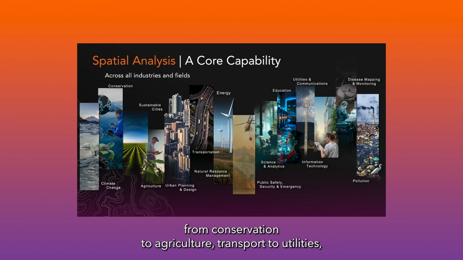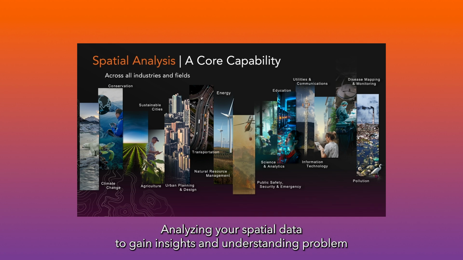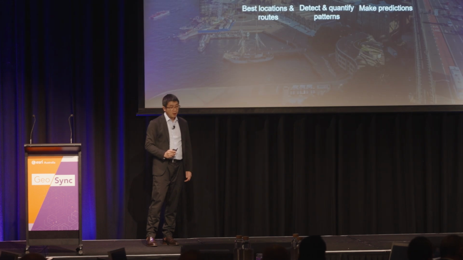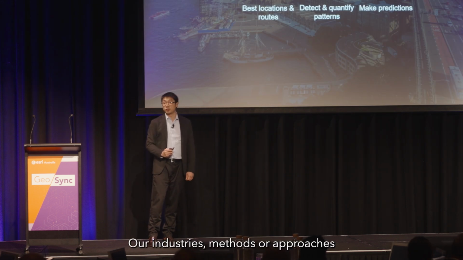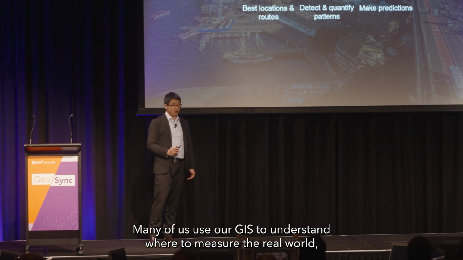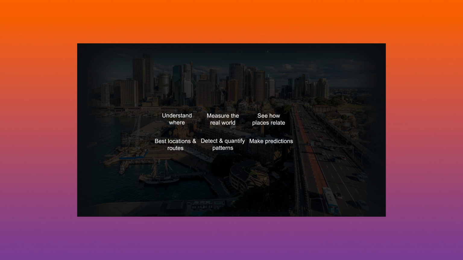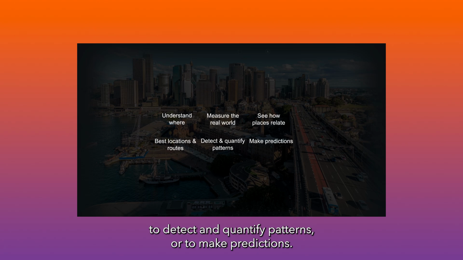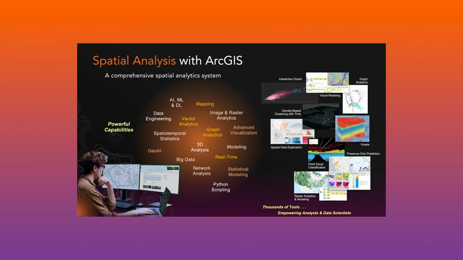From conservation to agriculture, transport to utilities, safety to urban planning, or resource to sustainability, analyzing your spatial data to gain insights and understanding problems is the core capability for us all in GIS. Our industries, methods, or approaches may vary in data types. At the core, many of us use GIS to measure the real world, to see how places relate, to find the best locations or routes, to detect and quantify patterns, or to make predictions. And we are doing this with ArcGIS. And we have been doing this for a very long time.